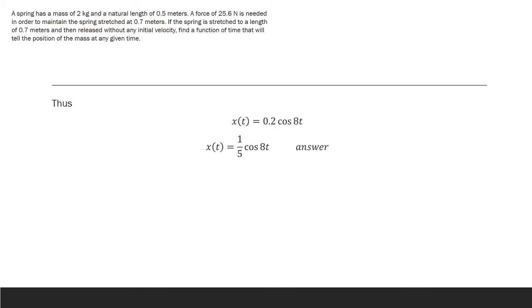So, therefore, yung particular solution natin is x of t is equal to 0.2 cosine 8t. Or para wala tayong decimal, that's 1 over 5 cosine 8t. So, ito ngayong class yung particular solution natin. You can now find the position of x at any given time using this equation.